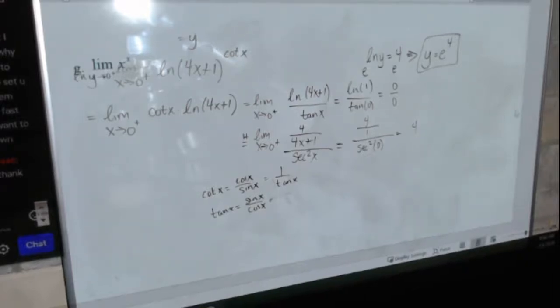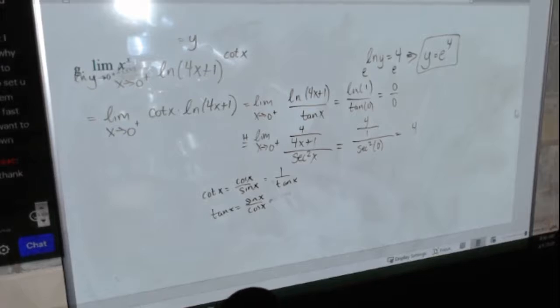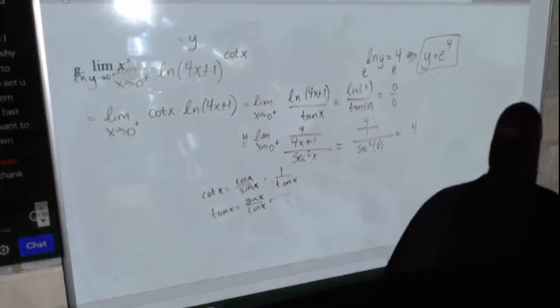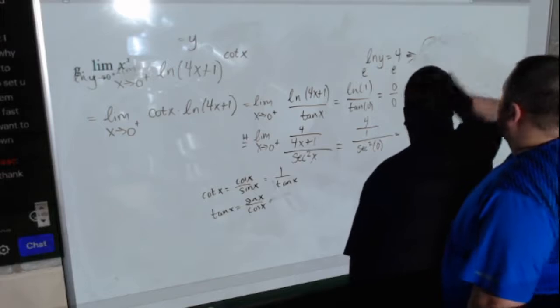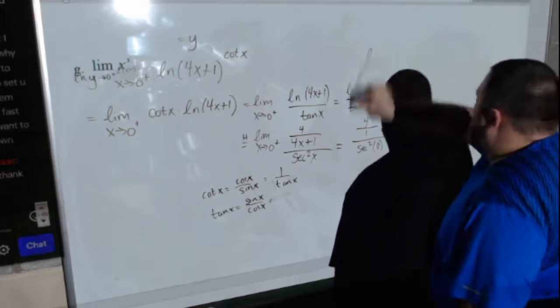Alright, so let me go ahead and finish up this last one. And then I will start optimization, because I think we'll probably need 2 sections to get that done.